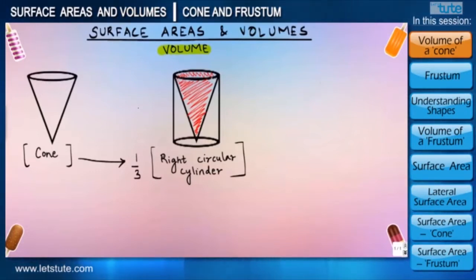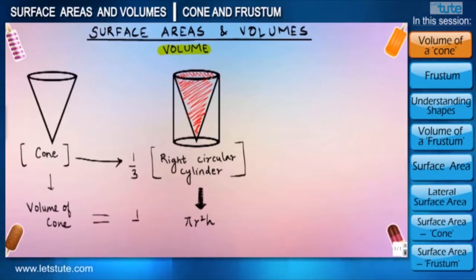We all learned in our previous session that the volume of a right circular cylinder is pi r square h. So it was found by many great mathematicians that the volume of a cone is 1/3 pi r square h, that is 1/3 of the volume of a cylinder.